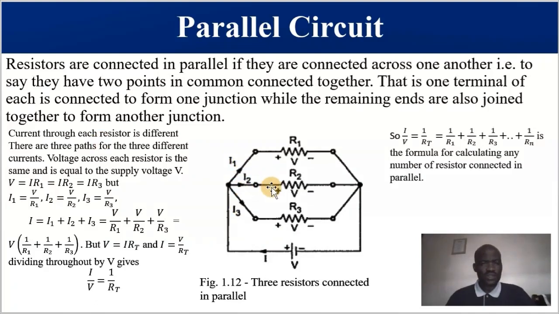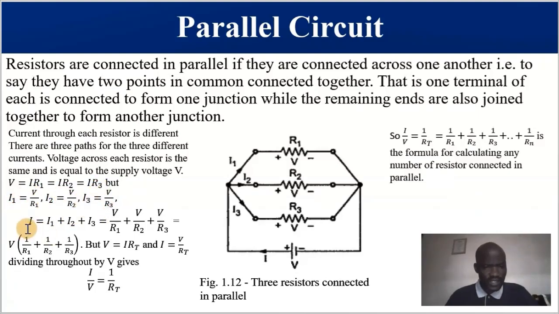So in this case, we've got three paths. Each current has its own separate path, and the voltage across each resistor is the same as the supply voltage. Pay attention to this point, it is very important. Our V is connected to this point and this point, so we are saying the voltage across R1, R2, and R3 is equal to the supply voltage, which is V in this case. So we can safely say V is equal to IR1, equal to IR2, and equal to IR3. But we know that I1 is equal to V over R1, I2 is V over R2, I3 is V over R3.